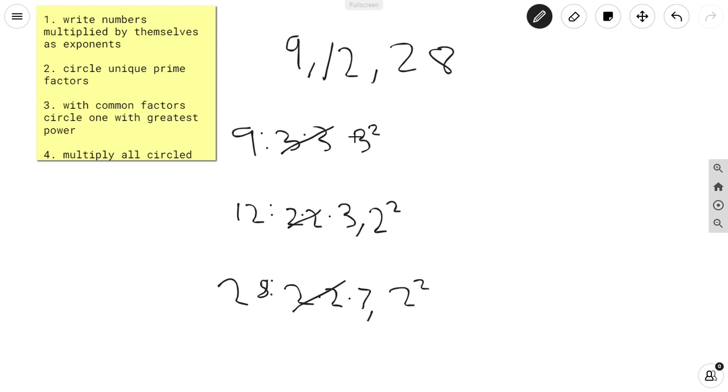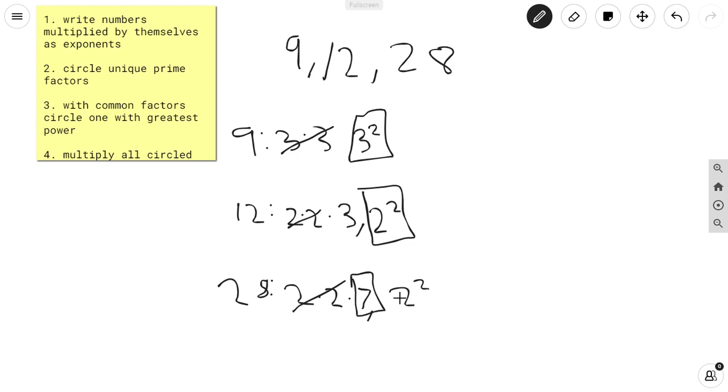Alright, next, circle unique prime factors. The only number that appears once here is 7, so I'm going to circle that. Next, write common factors. With common factors, circle the one with the greatest power. I've got 3 here and 3 here, 3 squared, so this is the greatest power. Alright, 2 squared and 2 squared. Since they're both the same, I simply pick one to circle, it doesn't matter, as long as I circle one.